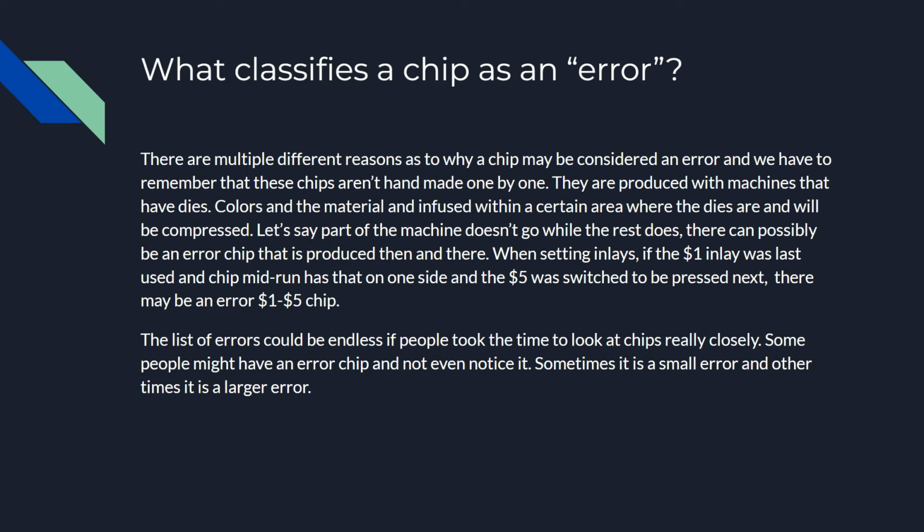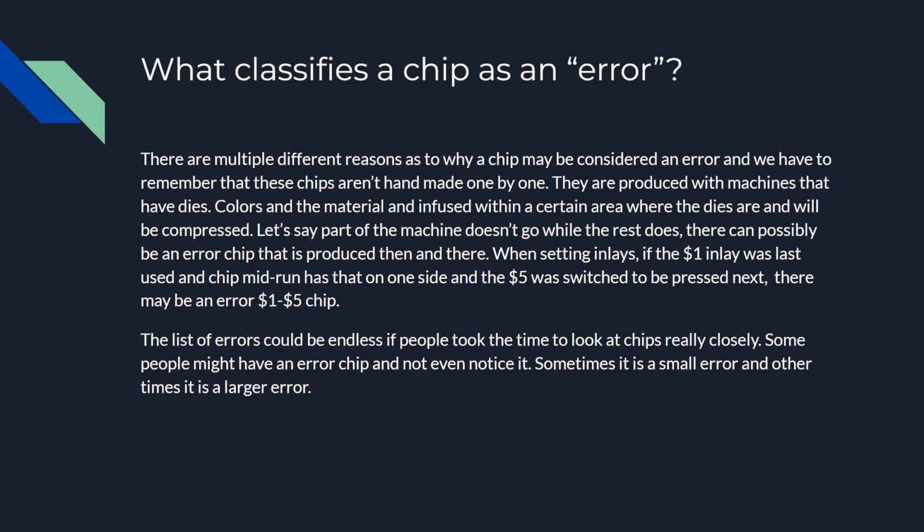Now, there are multiple different reasons why a chip may be considered an error, and we have to remember that chips aren't handmade one by one. They're produced with machines that have dies, like the small crown die, the hat and cane die, the RHC die, the inverse hat and cane die, all sorts of different dies. Colors in the material are infused within a certain area where the dies are and get compressed. And let's say part of the machine doesn't go while the rest of the machine does. There can possibly be an error produced then and there.